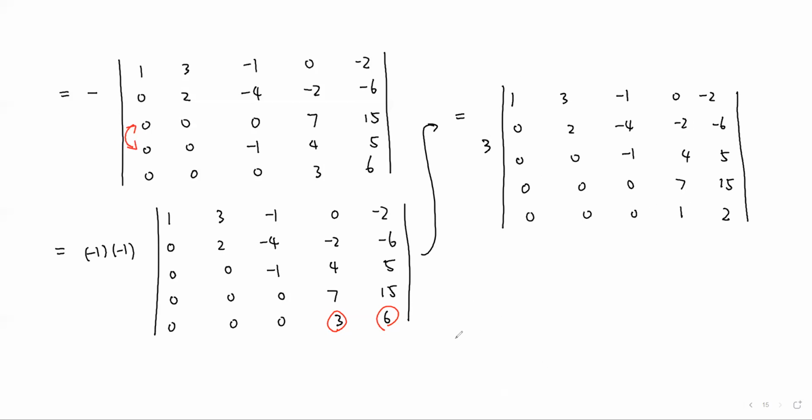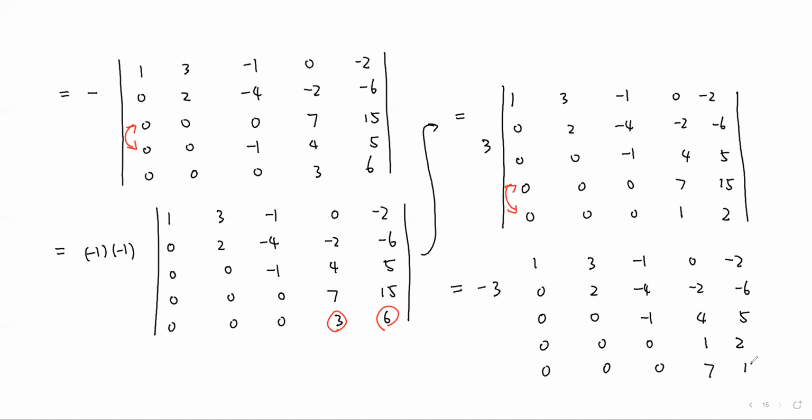Now not in echelon form yet. Next, I switch these two rows. Then again, when I switch, add a minus sign. 0, 0, -1, 4, 5. Switch, then 0, 0, 0, 1, 2. Then 0, 0, 0, 7, 15. Determinant.